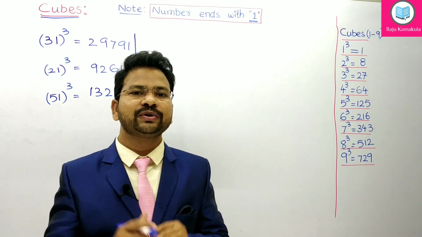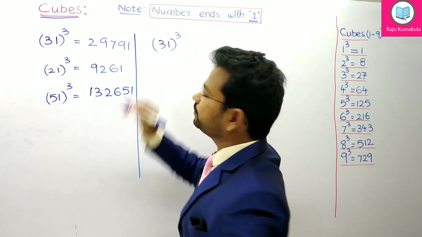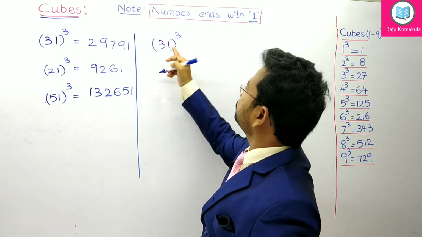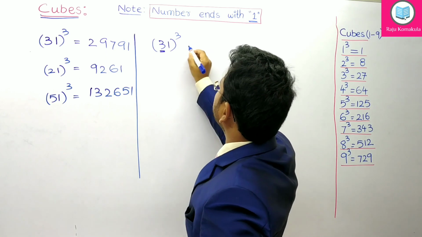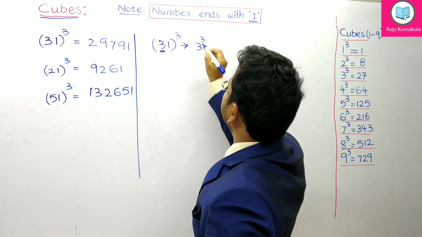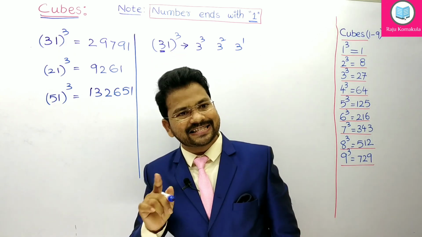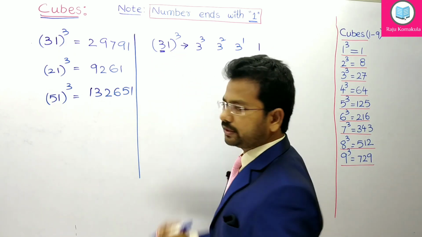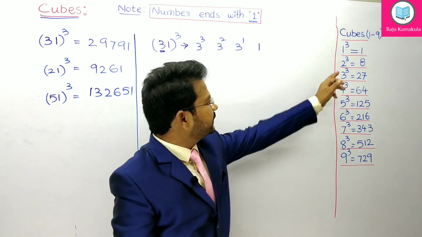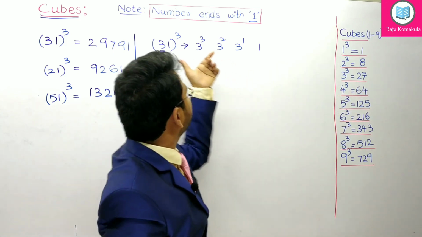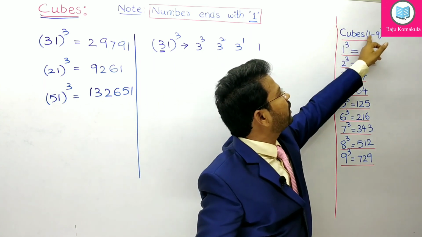How to calculate cube numbers? 31 cube. The number ends with 1. When the number ends with 1, for the first digit you write 3 cube, then 3 square, then 3 power 1, and the last digit as it is, 1 only. Now 3 cube. The answer is 27. Before calculating all these numbers, you must know cubes from 1 to 9.